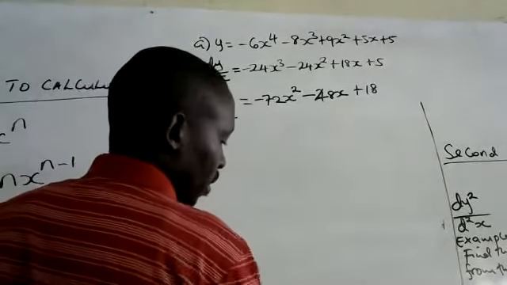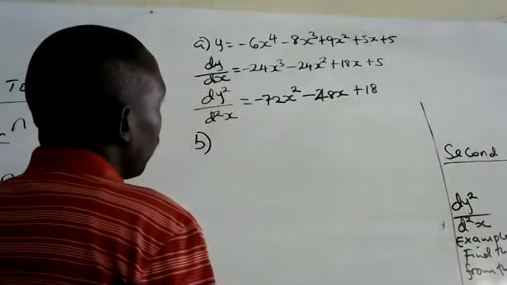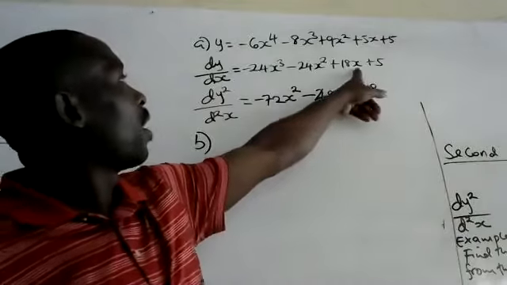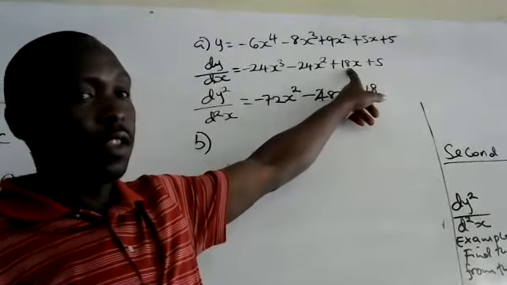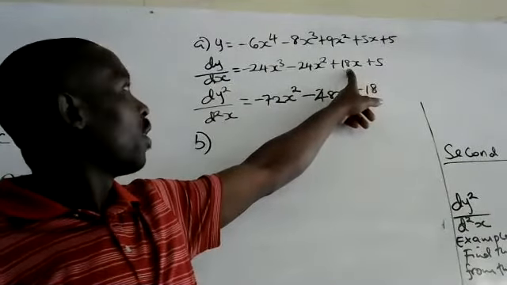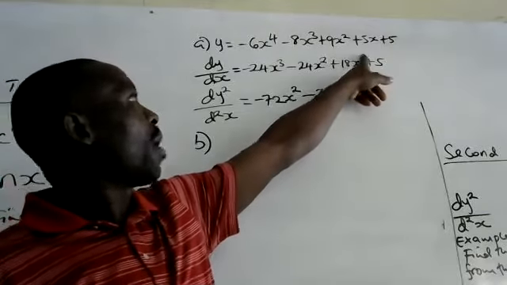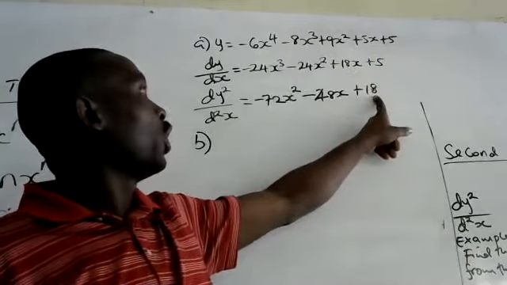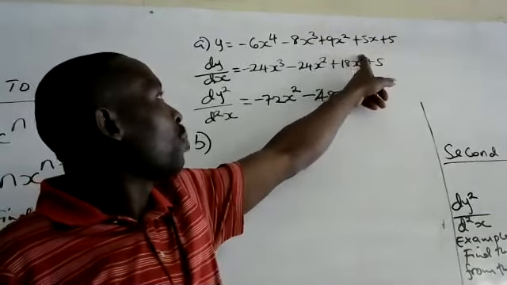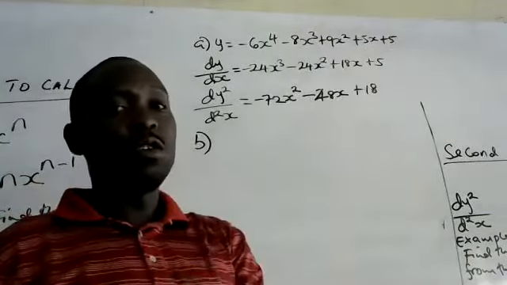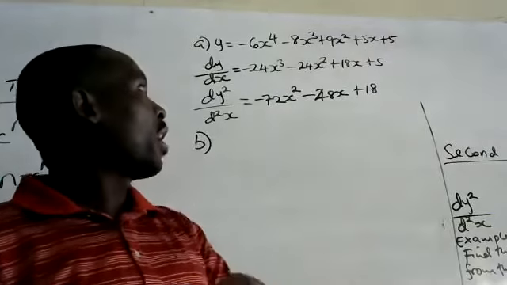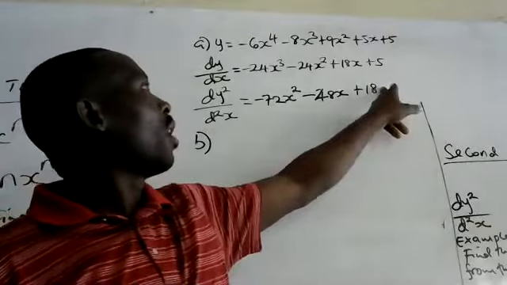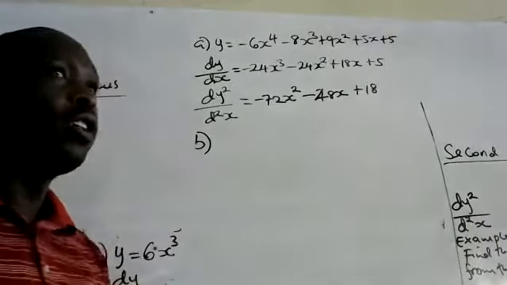Manu, where did the 18 come from? Sorry? The 18 number. Oh, okay. You know, 18x power 1. 18 is 18. And then because it is power 1, 1 minus 1 is 0. You remember that? And any number raised to power 0 is 1. So this is like 18 times 1, and 1 times 18 is just 18.